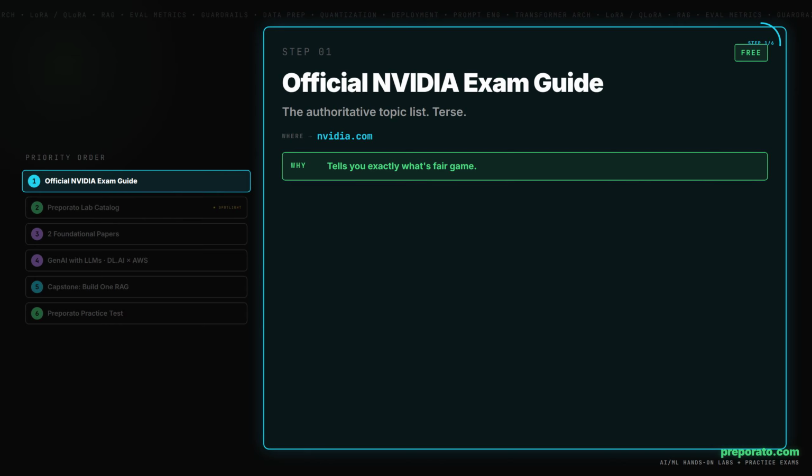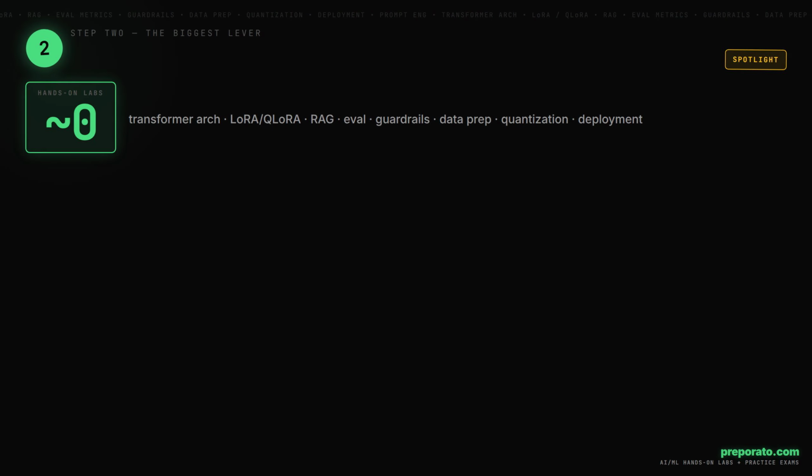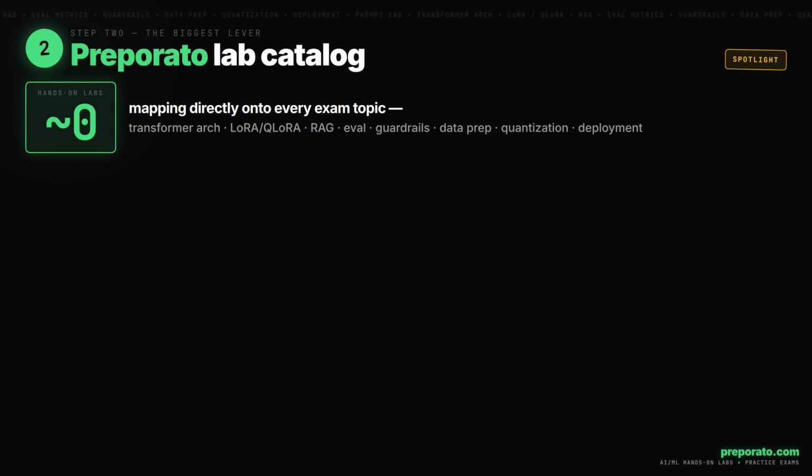priority order. Step 1, the official NVIDIA exam guide. It's free, it's terse, and it's the authoritative topic list. Don't skip it just because it's thin. Step 2, and this is the single biggest lever on your pass rate, the Preporato lab catalog.